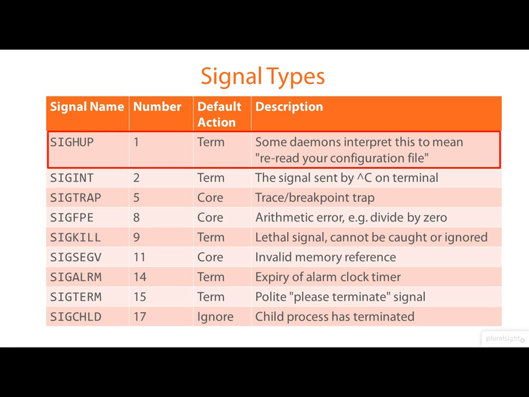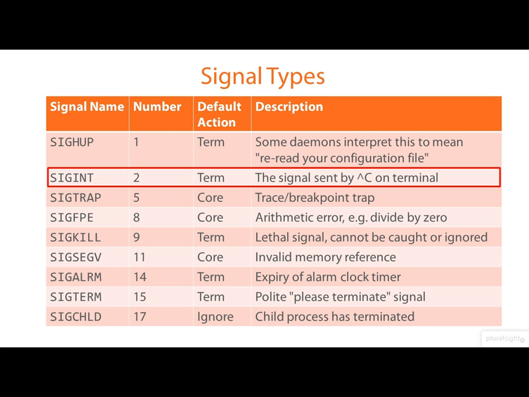Now, modems are largely history these days, but the SIGHUP signal has found a sort of retirement job. It's interpreted by some daemons to mean go and reread your configuration file. SIGINT, the interrupt signal, is sent when you type a Control-C on your terminal. It's sent to the foreground process.